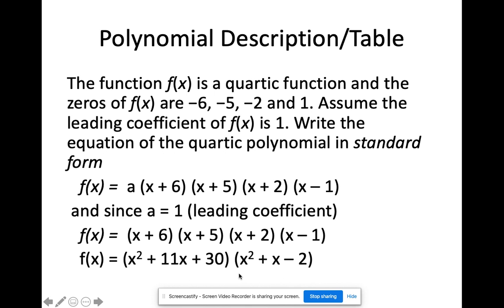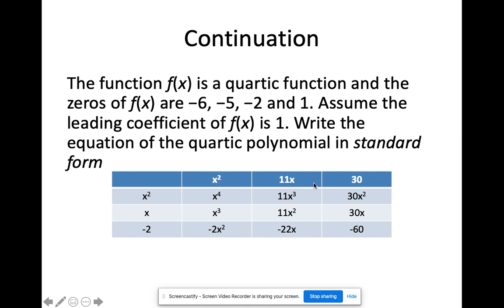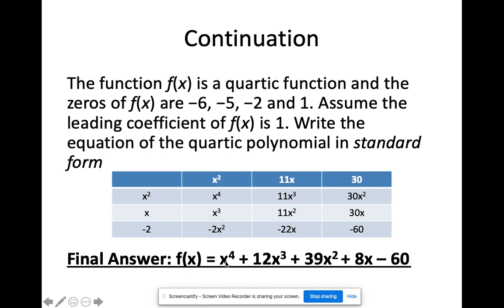Okay, so the one I'm going to use is the table method. So x squared plus 11x plus 30, and x squared plus x minus 2. And then these are the products for each row and column. Then I just have to arrange them in standard form, highest power first. Highest power is x to the 4th. Okay, there you go, which is this one.